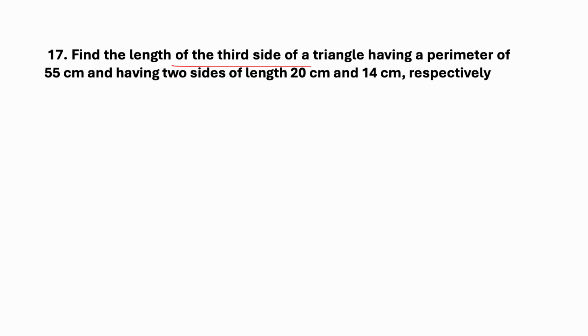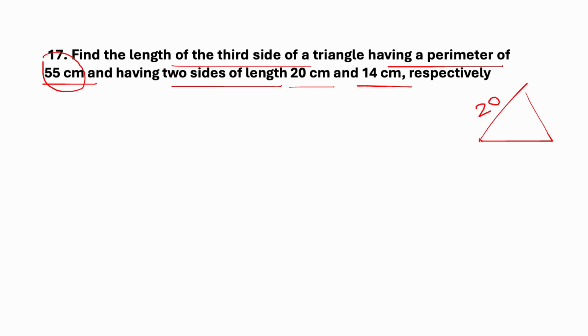Find the length of the third side of a triangle having a perimeter of 55 centimeter and having two sides of length 20 centimeter and 14 centimeter respectively. So a triangle has how many sides? 3 sides. Here the perimeter of the triangle is given as 55 centimeter. Then one side is 20 centimeter. Second side is 14 centimeter. We have to find the length of the third side. This one we have to find.